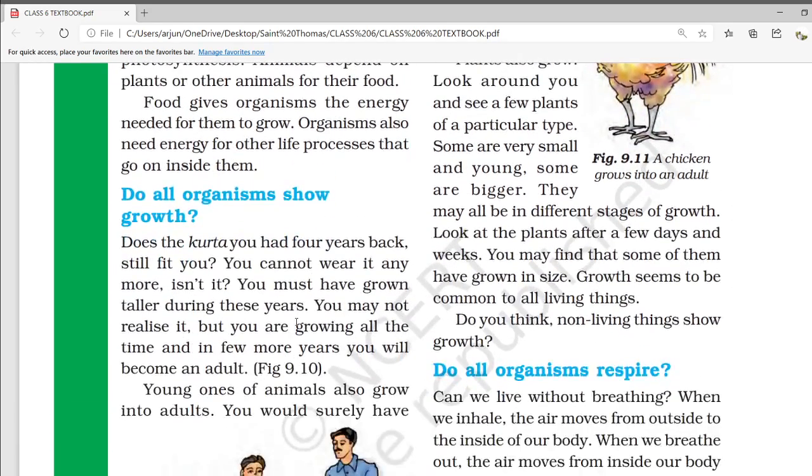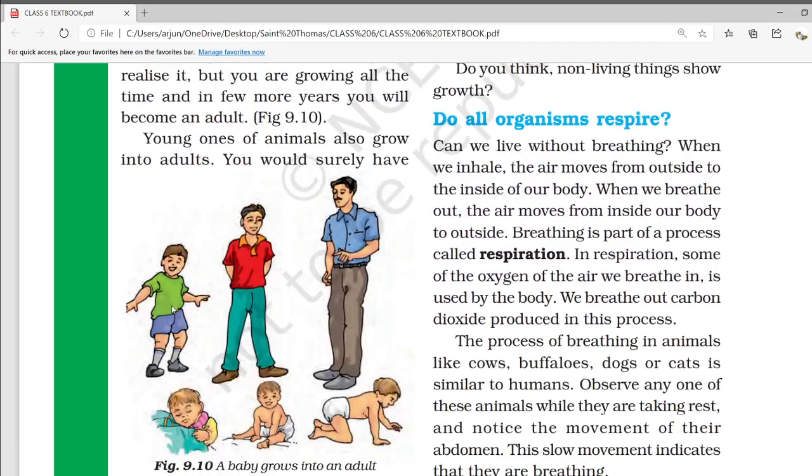So the next question is, do all organisms show growth? Let's see. Does the kurta you had 4 years back still fit you? Obviously no. You cannot wear it anymore, isn't it? You must have grown taller during these years. You may not realize it, but you are growing all the time, and in a few more years you will become an adult. You are at this stage now, but after some years you will be at this stage. You will grow into an adult.